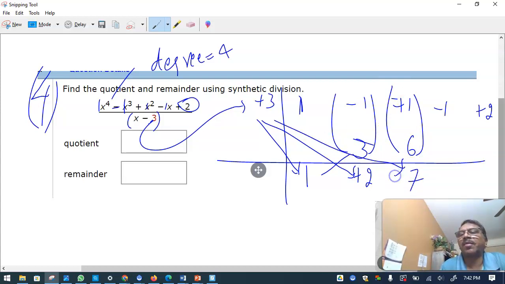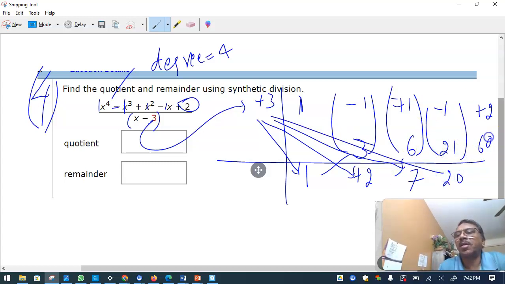Then you multiply 3 times 7 is 21. Combine this 2 and you get 20. And 3 times 20 is 60. And 60 and 2 combined is 62.